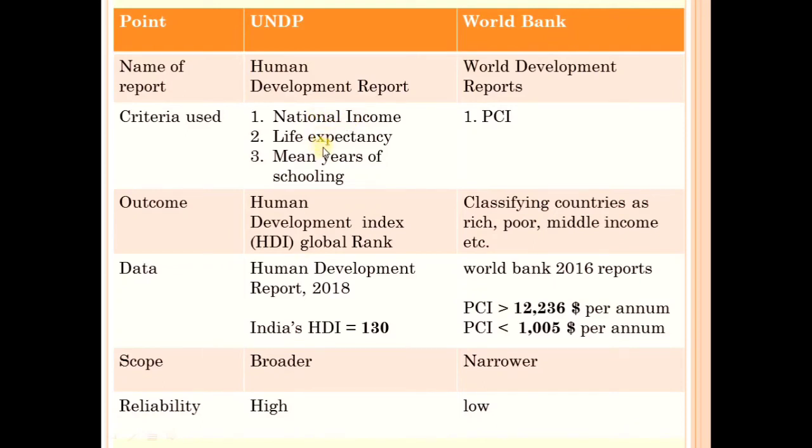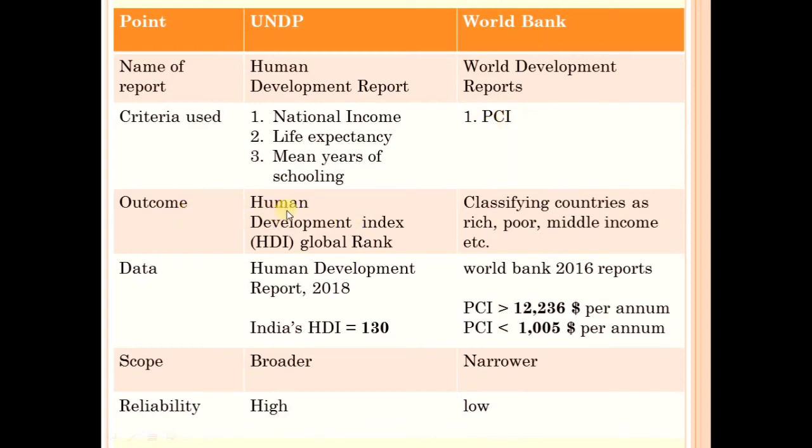Then non-monetary aspects: life expectancy. This is the indicator of better healthcare facilities, so it is also taken into account. And the average number of years in schooling. This is an indicator of good education, and that is also taken into account. So UNDP criteria is better as it takes three criteria into account, whereas World Bank takes only one criterion, which is income, into account.